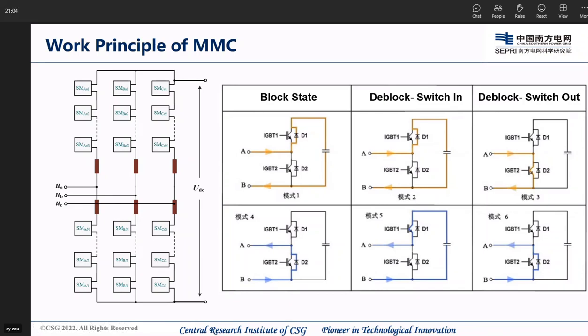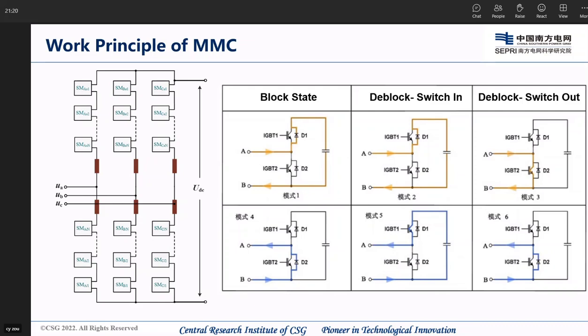If current is in positive polarity, the DC capacitor is connected in the DC branch. When the current is in negative polarity, the DC capacitor is not connected in the DC branch.